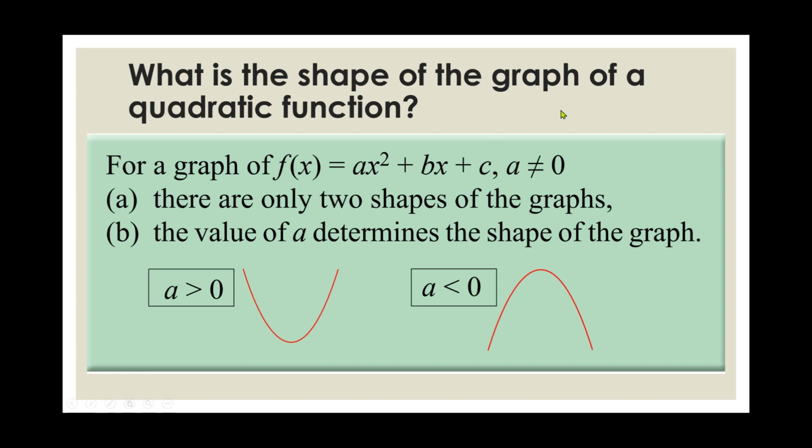Okay, what is the shape of the graph of a quadratic function? In the first lesson, I've already told you the shape, right? Whenever we have the value of a that is greater than 0, we will have a U shape like this. The value of a is this part here. And when the value of a is less than 0, we will have an N shape like this. So there are only 2 shapes of the graph, and the value of a determines the shape of the graph. So this is a repetition. Hope you remember this already.